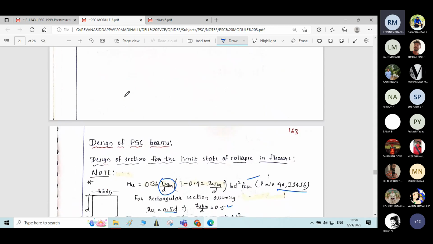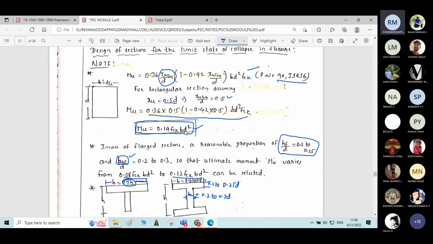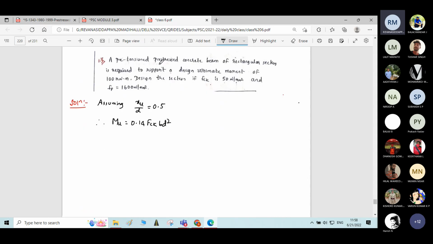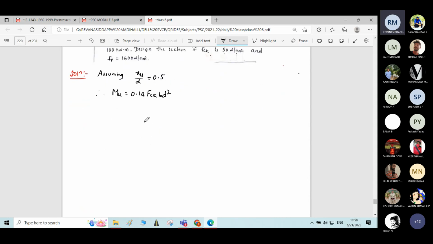Go to the theory part. MU becomes 0.14 FCK BD square. Therefore, MU is equal to 0.14 FCK BD square. Okay. Now the question is how to select width of the section and depth of the section.